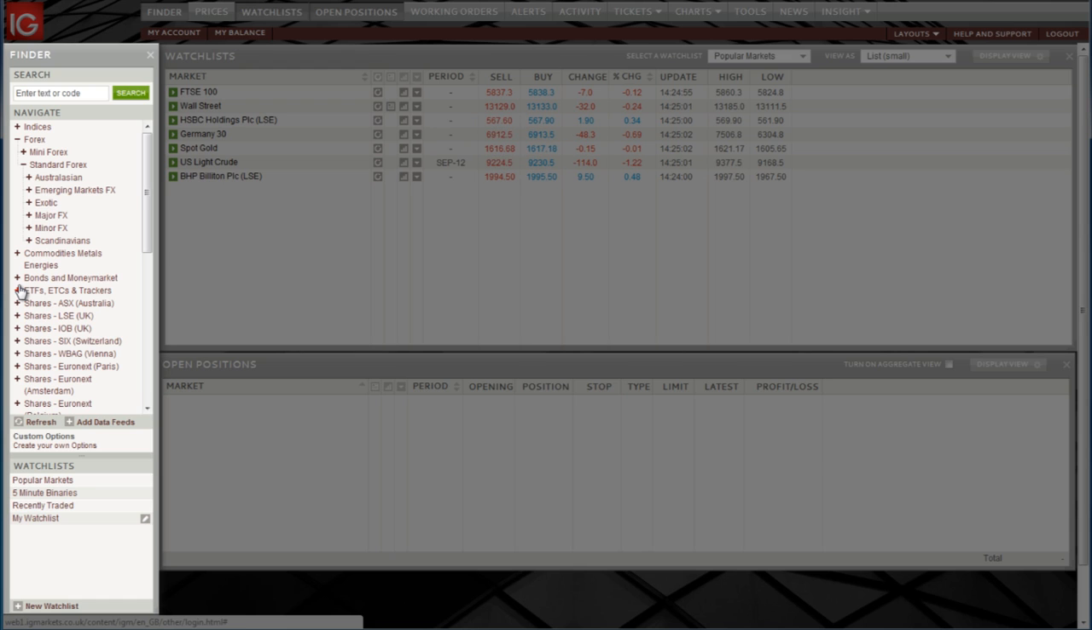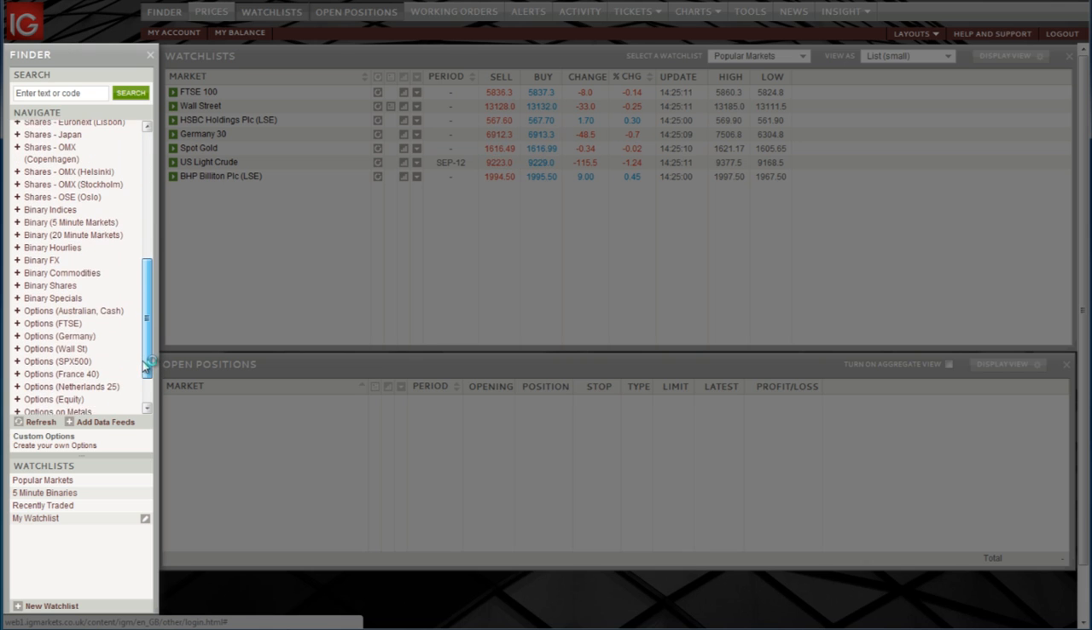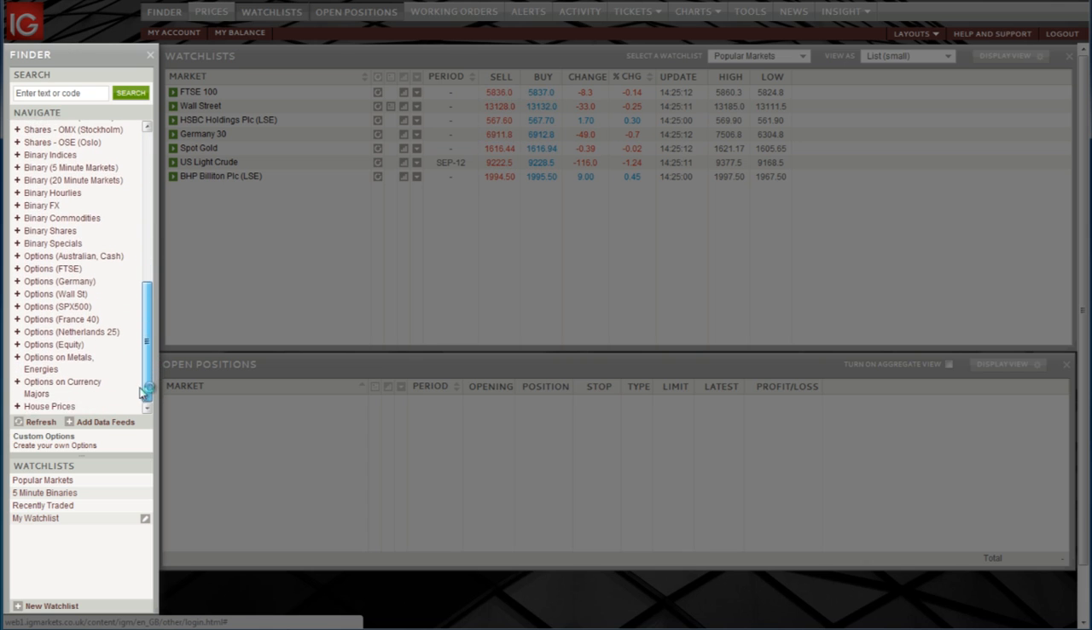Then below here are individual shares. Again, these are grouped alphabetically by country. And towards the bottom of the Finder screen are various other markets, including binaries, options and house prices.